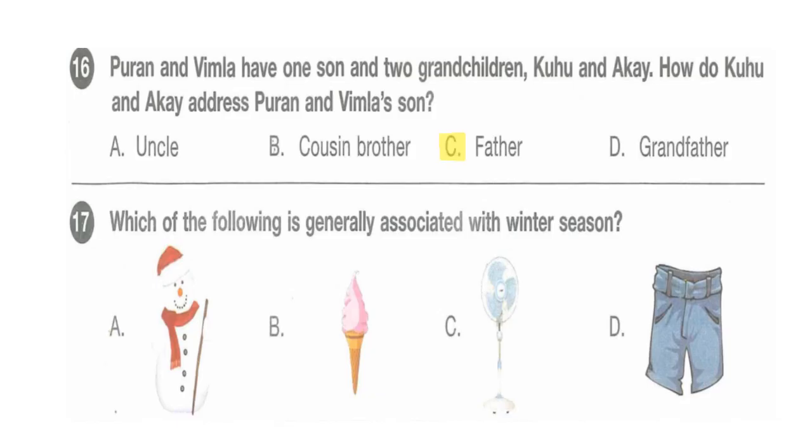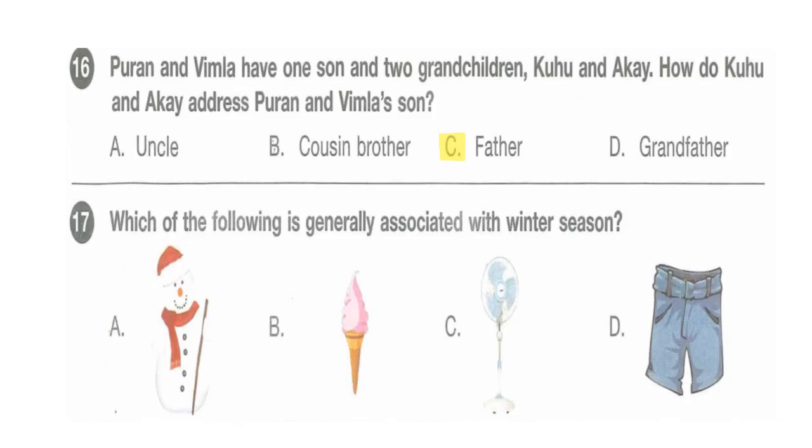This question is regarding family relationships. So here they clearly say that Puran and Vimala have two grandchildren, Kuhu and Akai. And also Puran and Vimala have one son. So Kuhu and Akai will address Puran and Vimala's son as father. So Puran and Vimala have one son who is the father of their two grandchildren, Kuhu and Akai. And answer is option C. Let's move on to the next question.